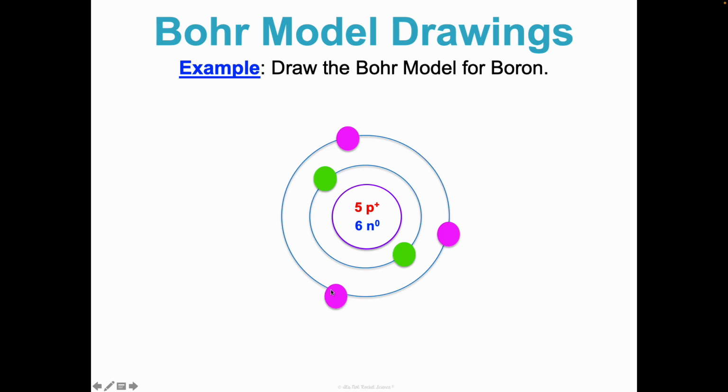So again, that's 1, 2, 3, 4, 5 total electrons for 5 total protons, which would make this whole thing electrically neutral. I double check my work by saying I have 3 valence electrons. Boron is in group 13. All elements in group 13 have 3 valence electrons, so that helps me know that I did this right.